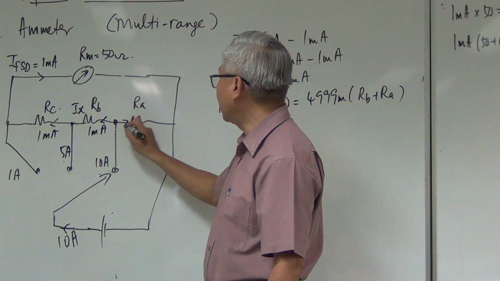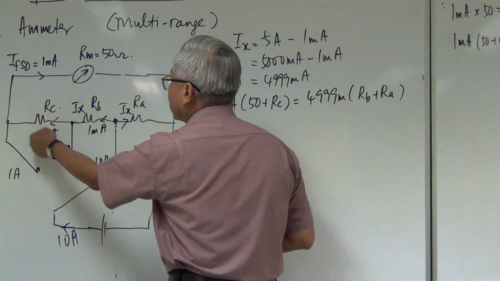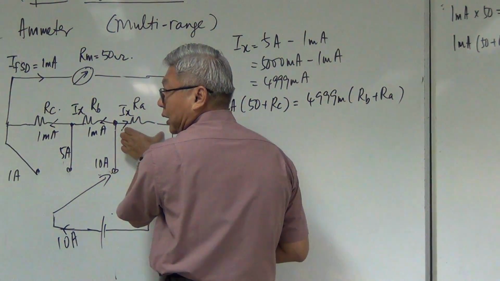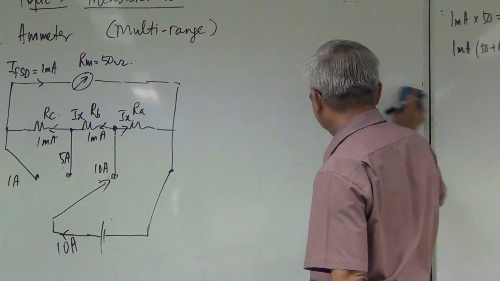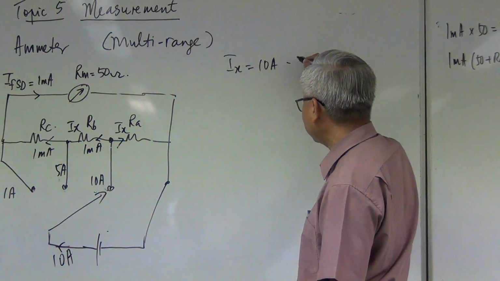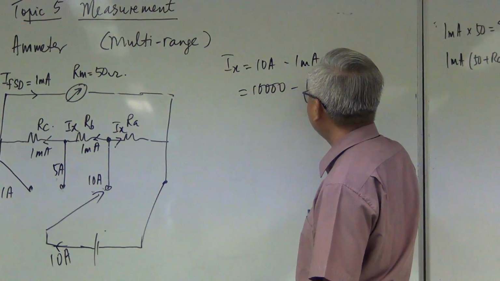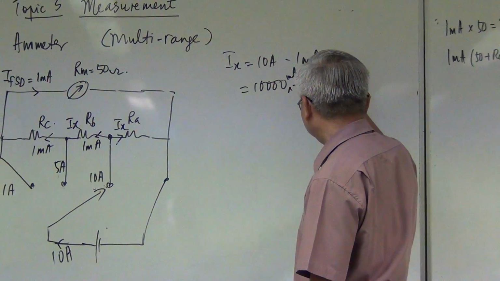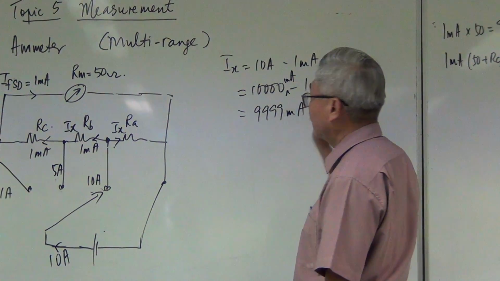Okay. So here I will then call it the Ix. Right. So the three resistors now are in series, right? Parallel to your RA. Okay. So Ix is now equal to 10 ampere minus 1 milliampere. So it's 10,000 milliampere minus 1 milliampere. So that is equal to 9,999 milliampere.